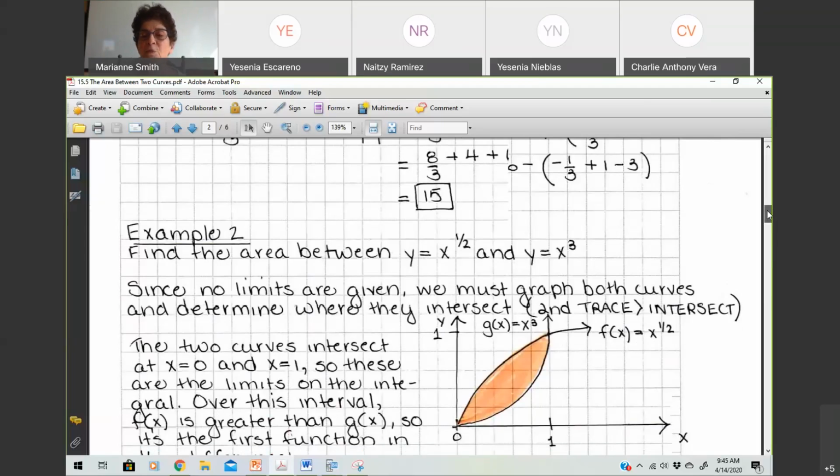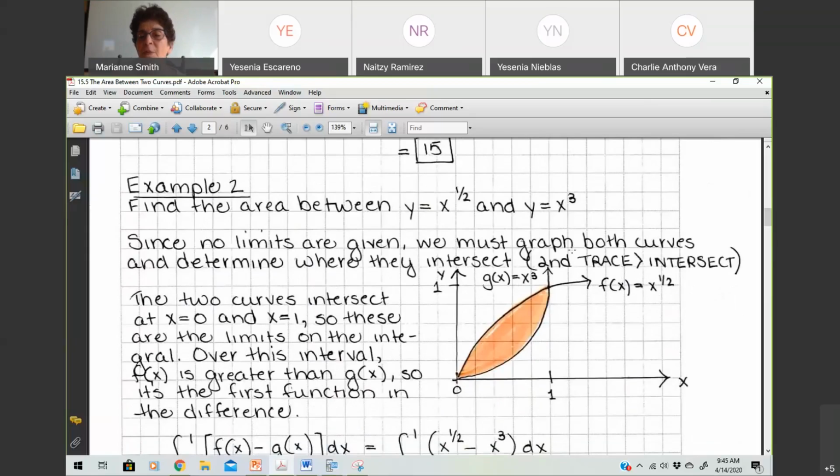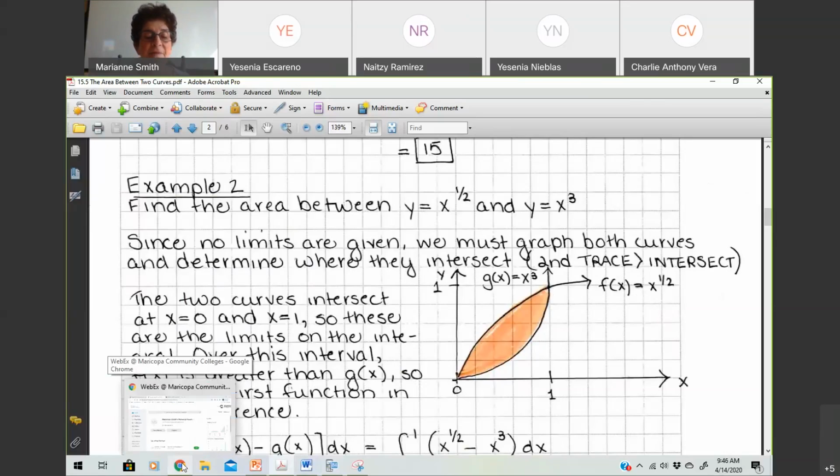So the first thing you want to do is graph it. Since no limits are given, graph both curves and determine where they intersect. On your TI-84, remember that second trace intersect. Basically I got the point of intersection as 1. The curves intersect at x equals 1. So they become my bounds of integration. I'm going to switch to Desmos to show you this one because it's much easier to find points of intersection on Desmos. So let me get over to Desmos.